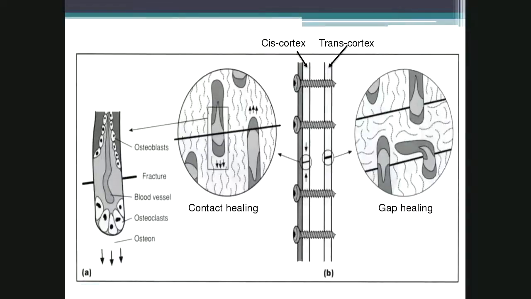Direct bone healing, or primary bone healing, consists of contact healing, which occurs under the cis cortex. And the cis cortex is that cortex that is beneath the plate. And gap healing. Gap healing will occur under the transcortex, and that is on the opposite side where the ends of the screws are placed. Contact healing occurs directly under the bone plate because the fracture edges here are under compression.